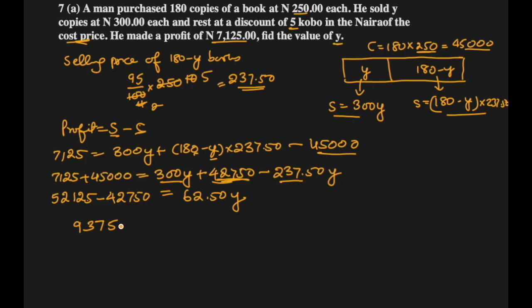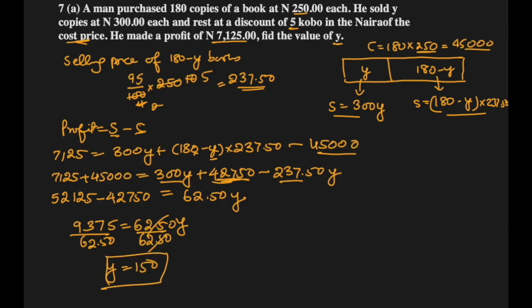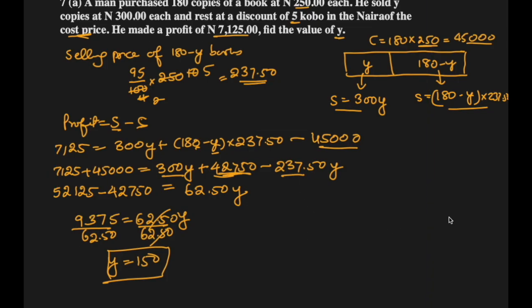Okay, 9375 equals 62.50y. Divide both sides by 62.50. This cancels here, and otherwise we will just divide 9375 divided by 62.50. It comes out to be 150. So y is 150, and that's what they said. Nothing else needed. Okay, let's go to the B part.